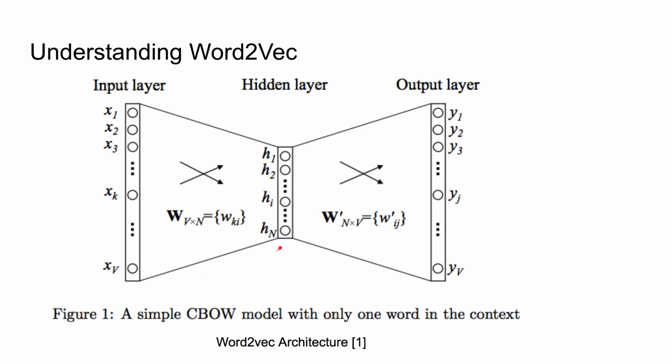The hidden layer consists of a vector of size n. N can be anywhere from 100 to 300 or 350. And the last layer is an output layer, which is again the same size as the input layer. So as many words in the vocabulary, that many elements in the output layer.